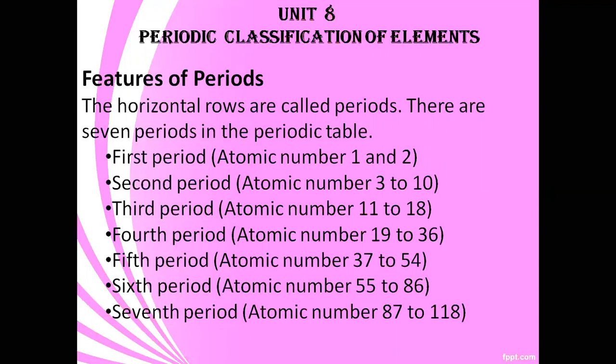So what is the modern periodic table? What are the features of the periods? What are the features of groups? How the theories of the early concept were proposed, etc. We have discussed in this unit. Next we will discuss periodic trends in properties, atomic radius, ionic radii, etc., in a future class. Okay, thank you.